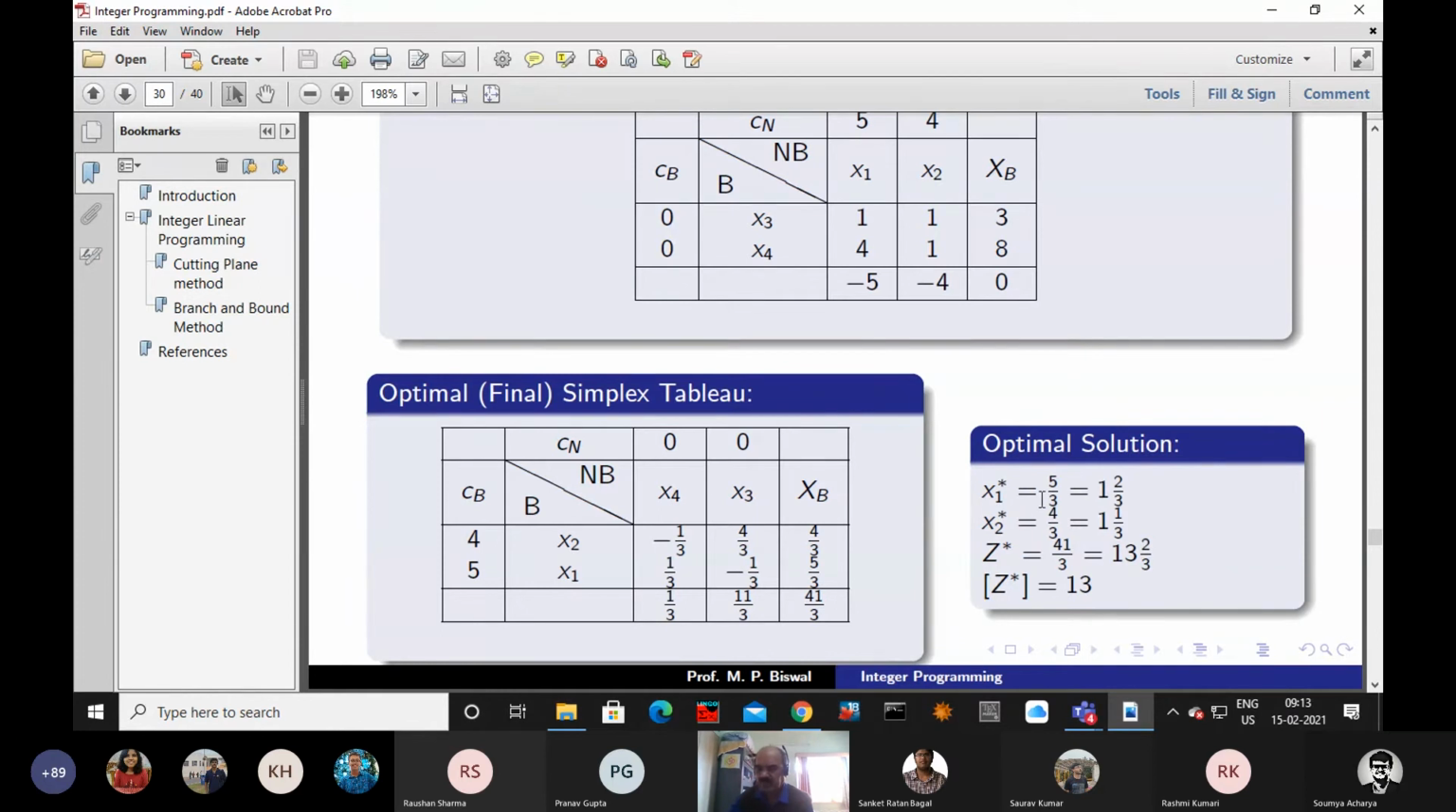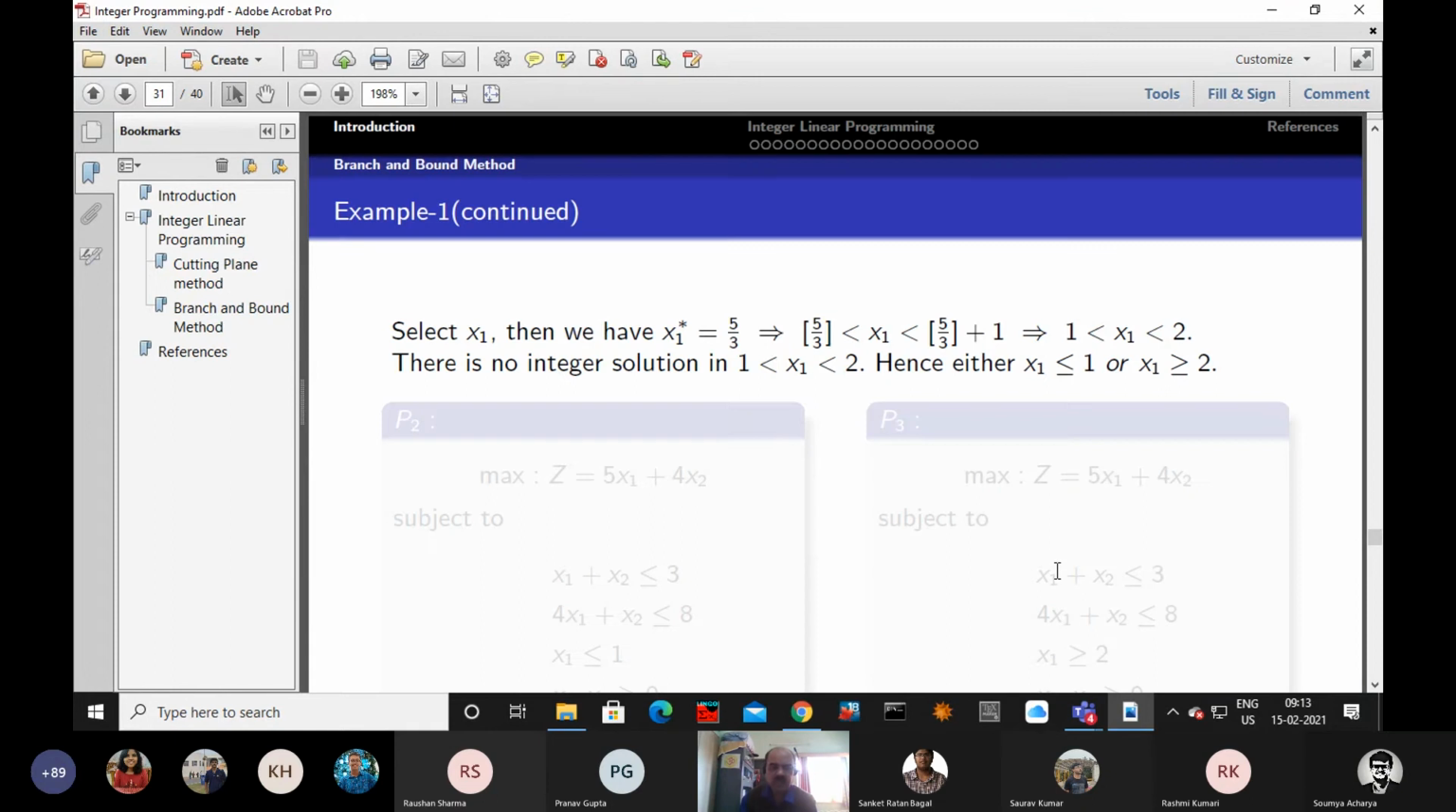The value is 5 by 3, that is 1 plus 2 by 3. X2 is 4 by 3, 1 plus 1 by 3. The value is like this. So now when we are considering the decision variable X1, X1 star equals 5 by 3. Star means the present value, the optimal value.